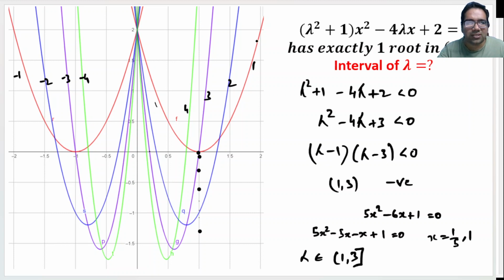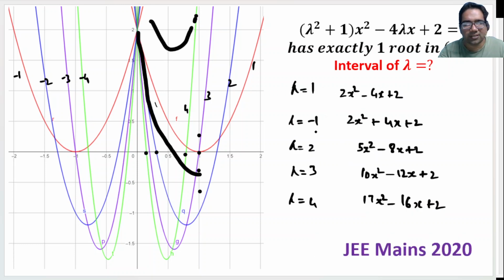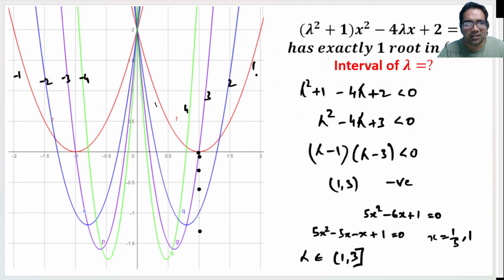Okay. When lambda equals 1, then this equation becomes 2x square minus 4x plus 2, that is x square minus 2x plus 1, which we have discussed. Then this equation basically means x minus 1 whole square, which is useless. When lambda equals 1, it is giving us this red parabola, which is not useful for us. When lambda equals 3, what will this become?